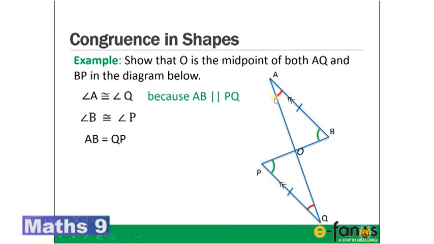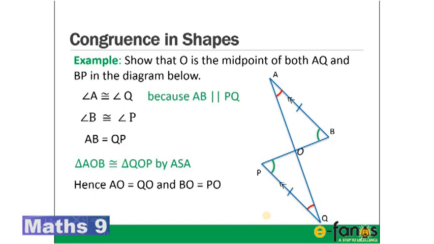So in these two triangles, we have two angles and an included side, which are the same in both triangles. So we know that triangle AOB is congruent to triangle QOP by ASA, or the angle-side-angle theorem. This means that AO must be equal to QO and BO must be equal to PO. So O is the midpoint of both AQ and BP.